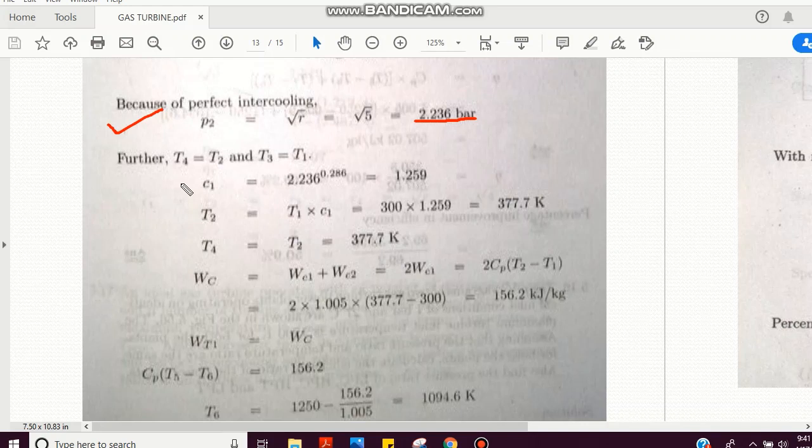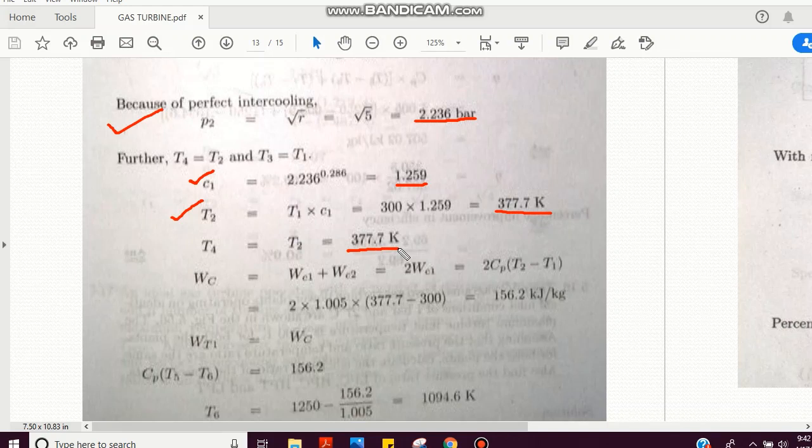Further, the value of T4 and T2 is the same, and T3 and T1 is the same, so we can write small c1 equals 2.236 to the power (gamma minus 1) by gamma, so that value becomes 0.286. So 1 point c1 value is 1.259, and the value of T2 is T1 into c1, so the value becomes T2 equals 377.7 Kelvin. Since T4 and T2 are the same, the T4 value is also 377.7 Kelvin.